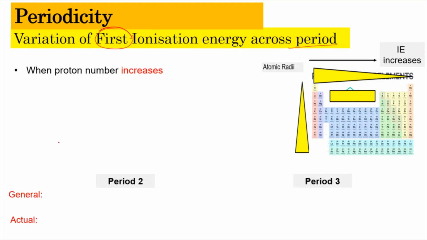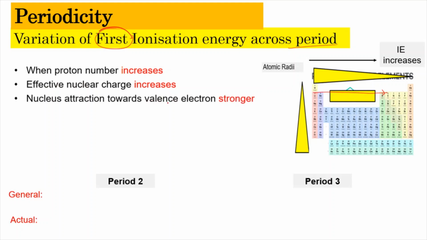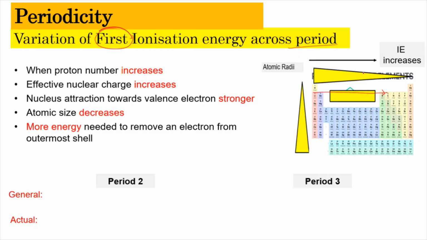So you can say that when the proton number increases from this part to the other part here, the effective nuclear charge increases, and hence the nucleus's attraction towards the valence electron gets stronger, and the atomic size decreases. That's what we have learned. More energy is needed to remove an electron from the outermost shell, and as a result, the ionization energy will increase as well. So you can specify this to be the first ionization energy.